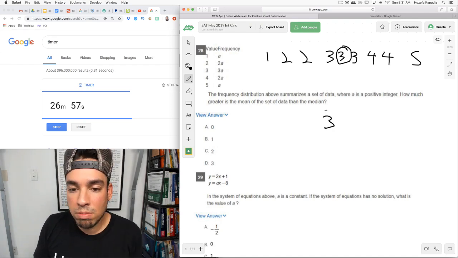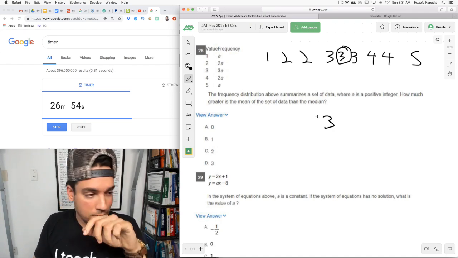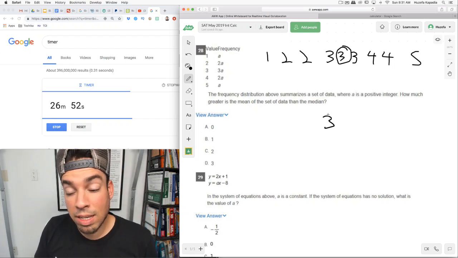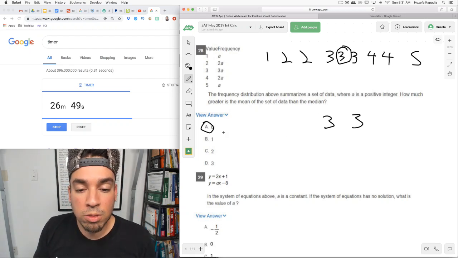Actually, they're both the same size. Because symmetric data, the mean and the median are equal, so it's 0. But let me show you how to calculate the mean.